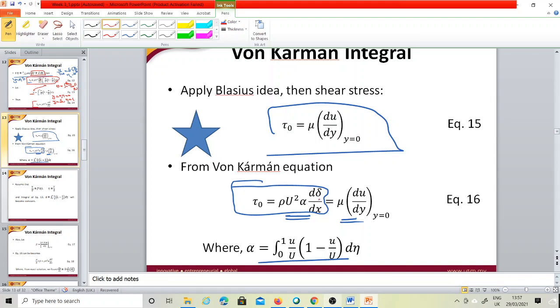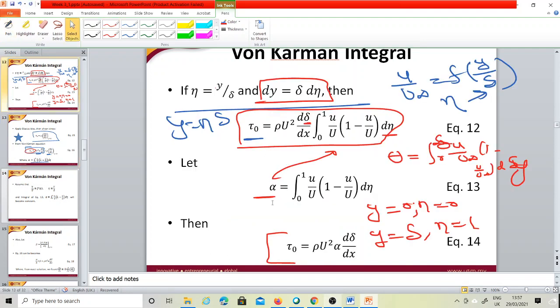Okay, so this is from the Karman integral, and this one is actually the Blasius form. Both represent the same wall shear stress, and the alpha in this case, as you saw in the previous slide, we have in this way, right?